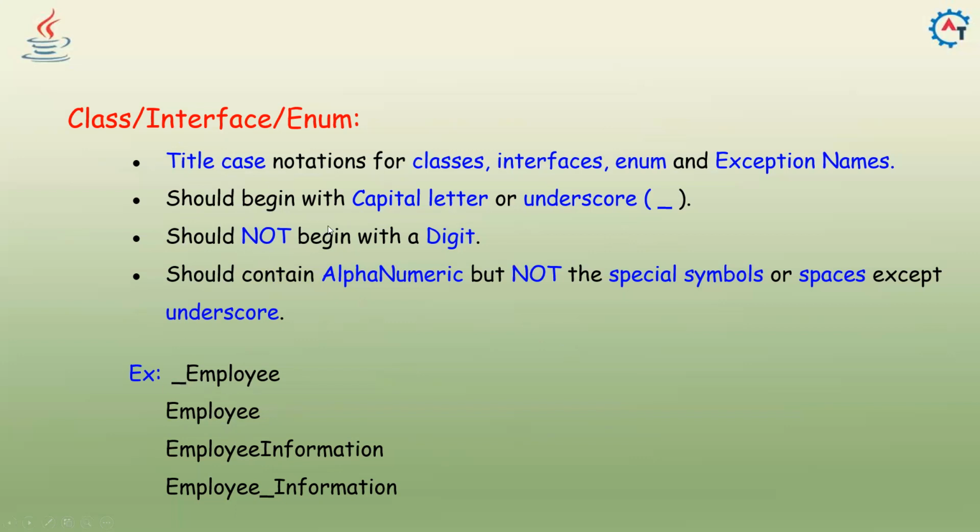You can start with underscore, you see, _Employee. But you should not start with a digit. If I want to name my class 123Employee, it will not allow. It should not start with a digit. It should contain alphanumeric characters, but not special symbols or spaces except underscore. Alphanumeric, you can put Employee123, but you cannot put 123Employee. Employee123 you can name. But it should not contain any special symbols.